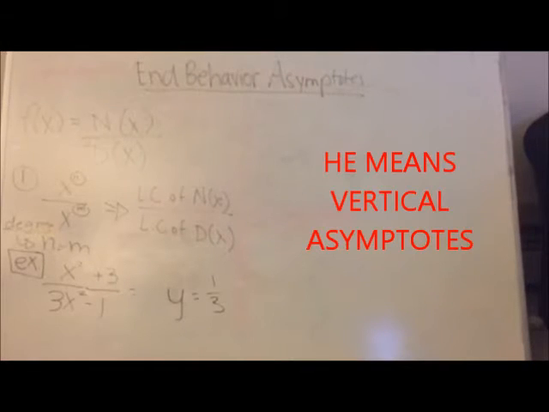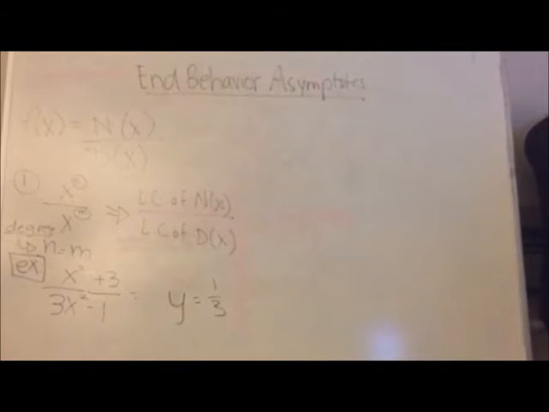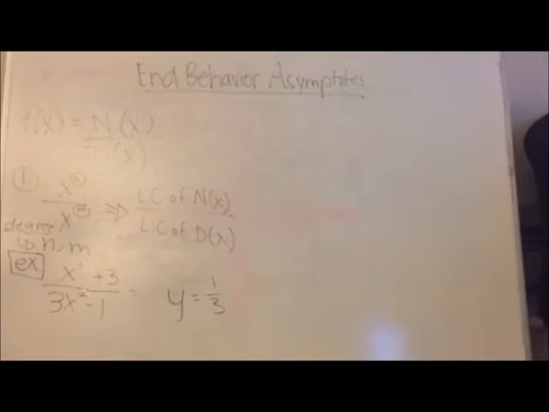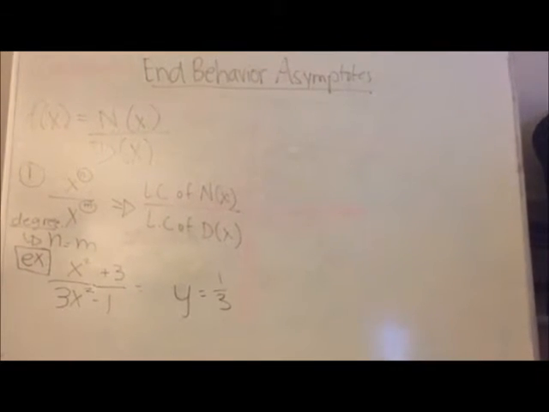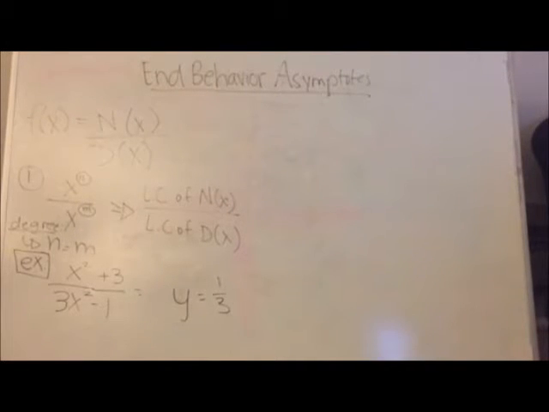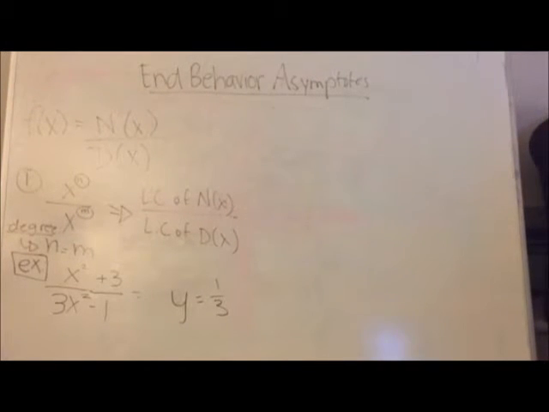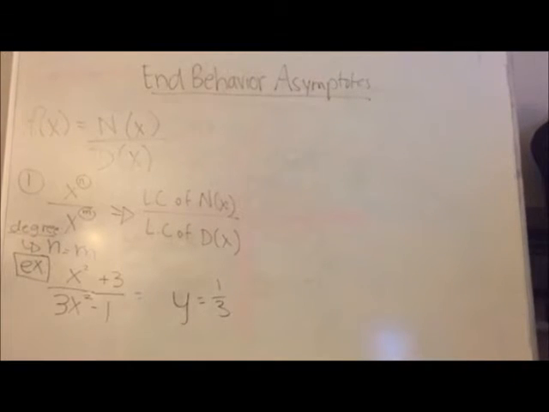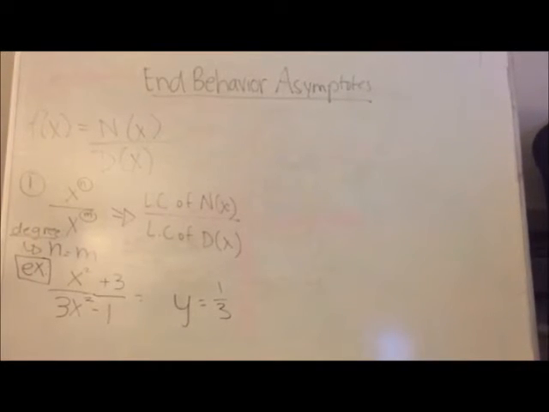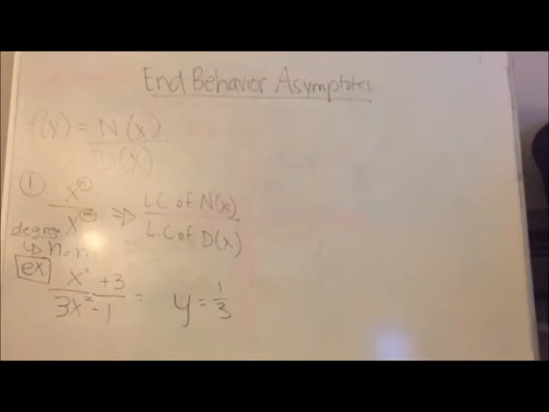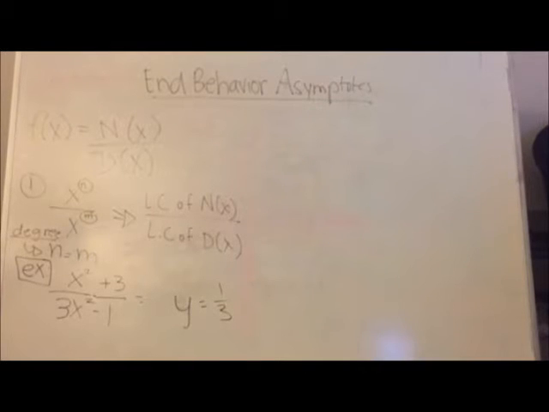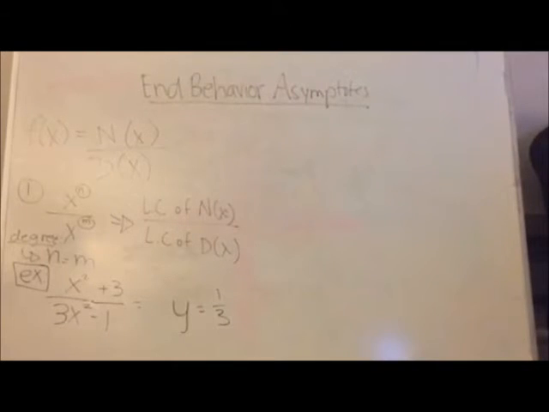Now that we're done talking about horizontal asymptotes, we can talk about end behavior asymptotes. These asymptotes will be horizontal or oblique, depending on the degree of the numerator and the denominator and how they compare. In the first instance, the degrees of the numerator and the denominator are equal. In this case, we will find the leading coefficient of both the numerator and the denominator, and this ratio will be your horizontal asymptote. In this scenario, we have x squared plus 3 over 3x squared minus 1. Both the numerator and the denominator have a degree of 2.